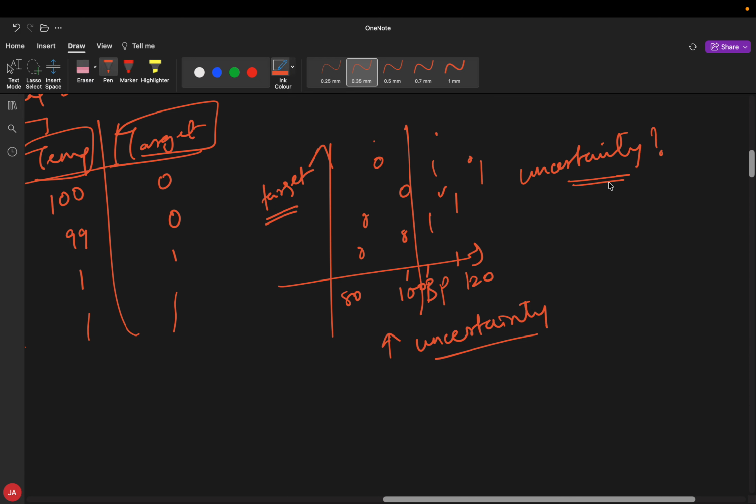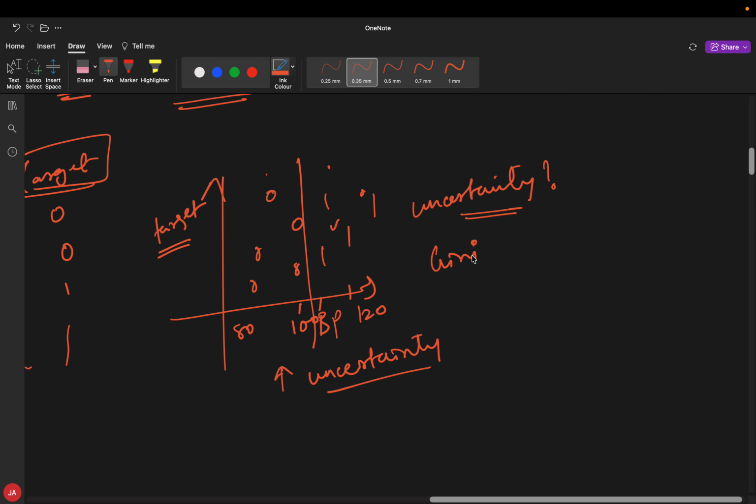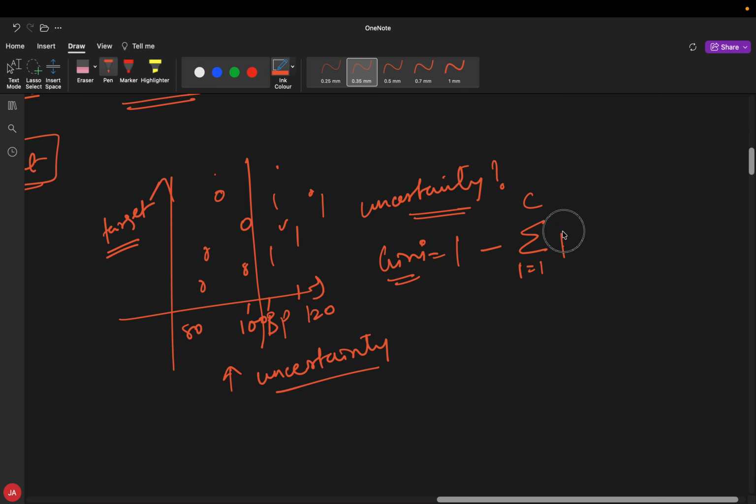How can we measure the uncertainty? Uncertainty is generally calculated by Gini, which is 1 minus the summation from 1 to C, where C is the number of classes, of P_i squared, the proportion of the class present here. So let's say we create a split here.